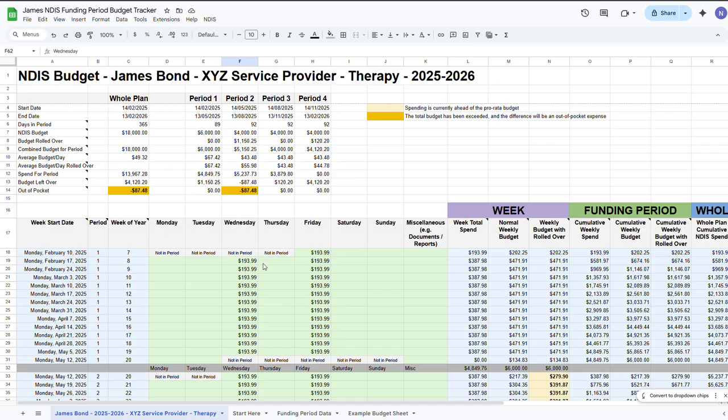So if I scroll up to period 3, there's a $4,000 budget to start with. There was no money rolled over from period 2 because I went over budget. And I spent $3,879.80, and therefore the budget left over was $120.20. So for period 4, I've got that money rolled over, the $120. So I've now got a budget in period 4 of $4,120.20.